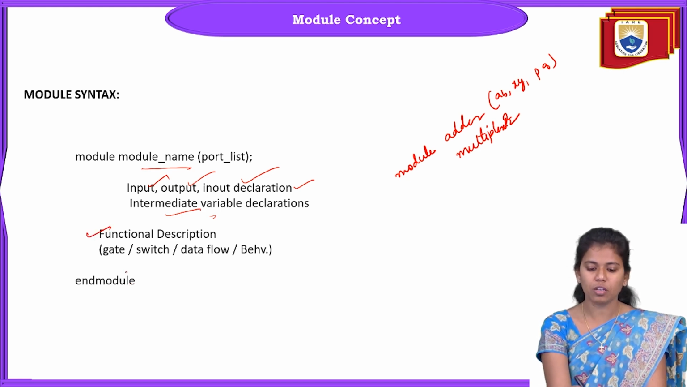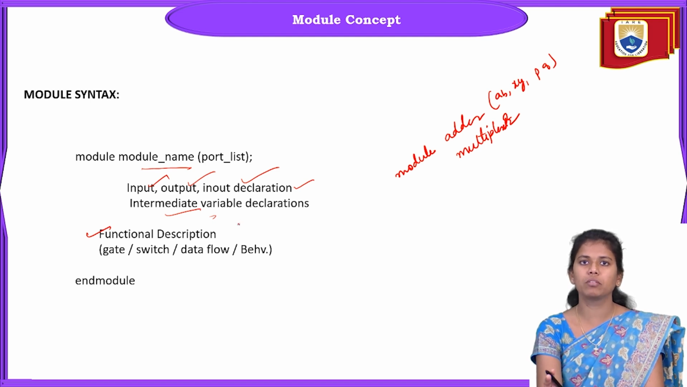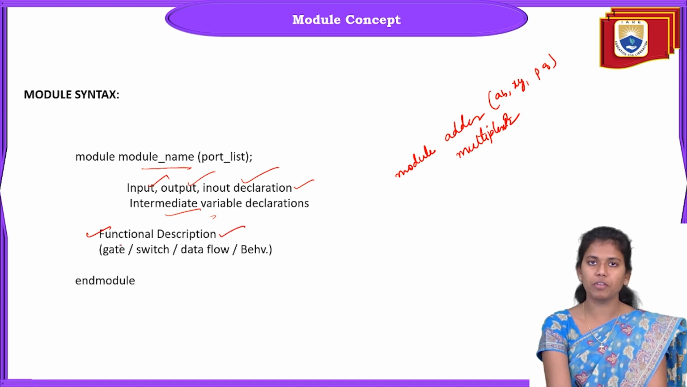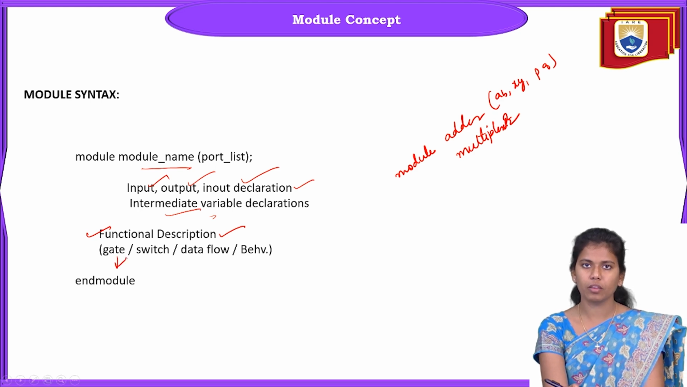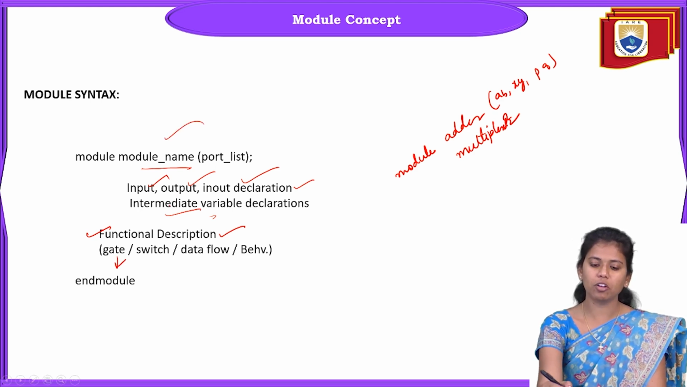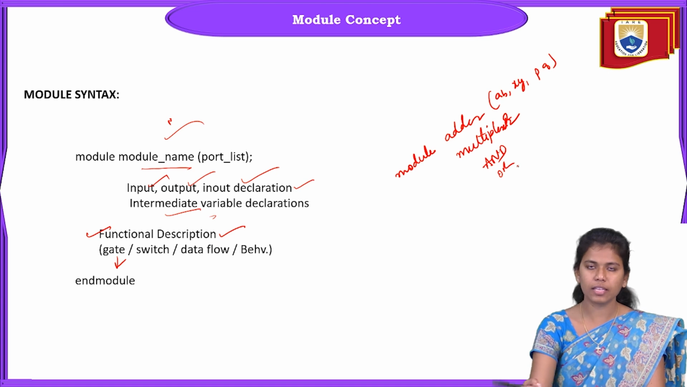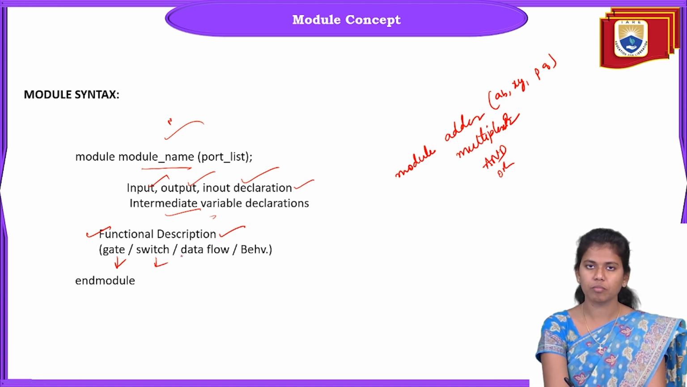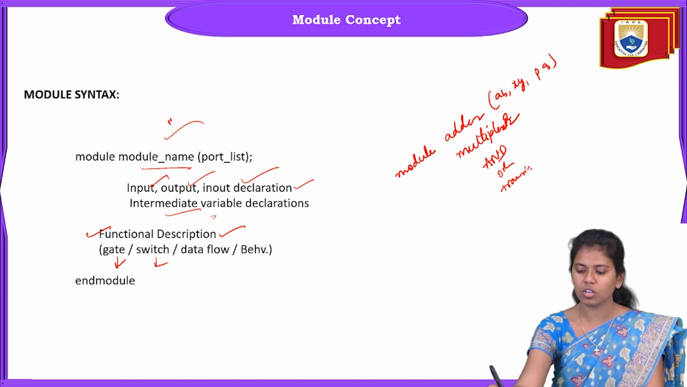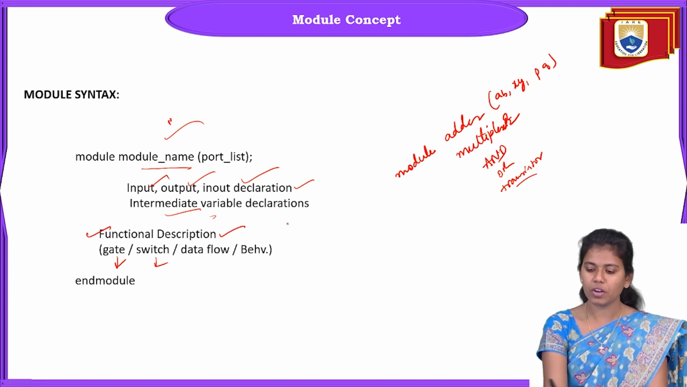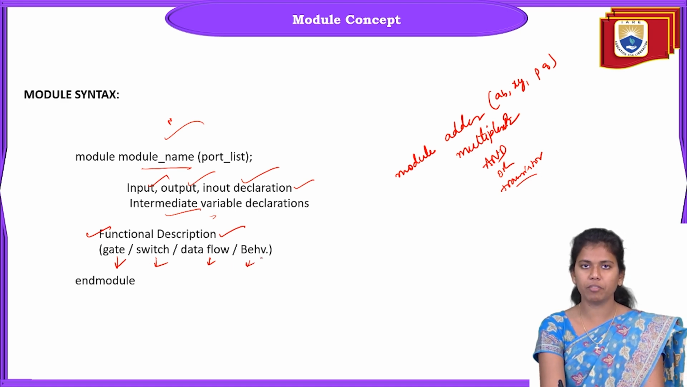Next, functional description. What kind of function are you describing about the particular module? So the functional description has to be mentioned. For example, for a gate, if you are considering an AND gate, the module name can be given as AND. Then functions as a switch. Sometimes a transistor will act as a switch. What kind of transistor is the module name? So the functional description about that transistor, and the data flow and the behavioral flow. Gate, switch, data flow, and behavioral flow. These are the functional descriptions of a particular module.